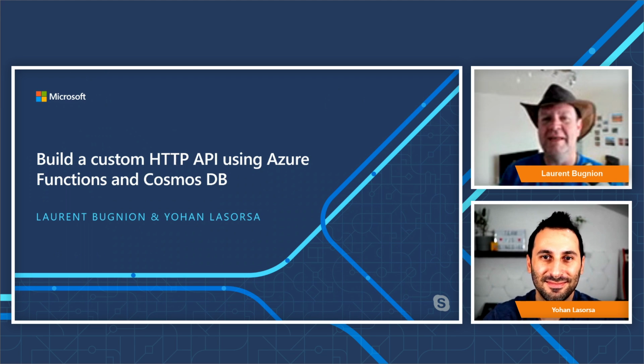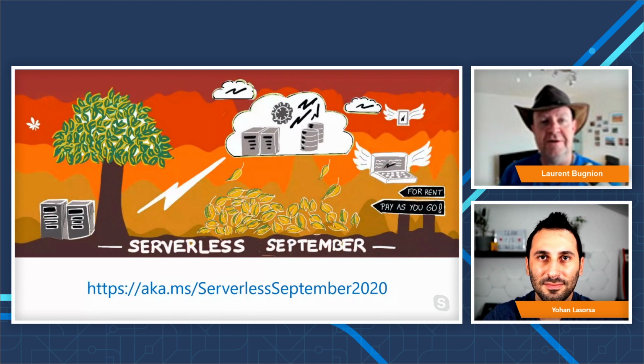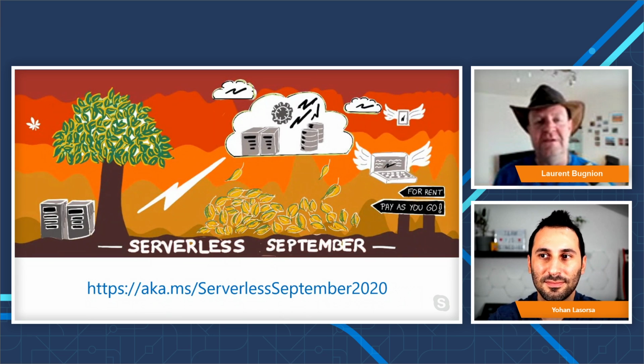Fantastic. Yeah, me too. And we are doing the second session of a series of 4. So we are going to talk about building a custom HTTP API using Azure Functions and Cosmos DB. And this is part of a whole series of events around serverless. Azure Functions is a serverless solution that we have.